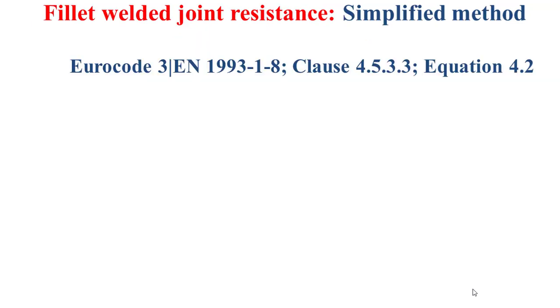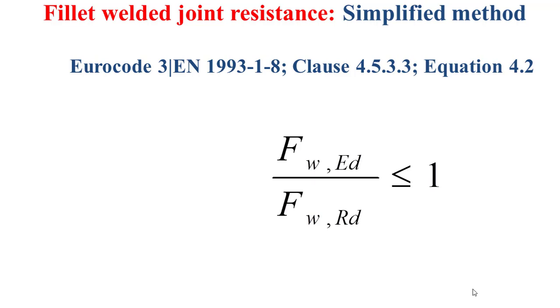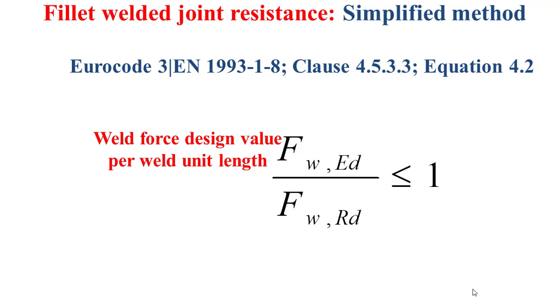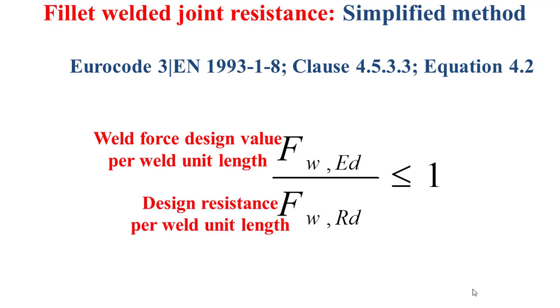Well, based on the European Standard 1993-1-8, the simplified method associated to the fillet welded joint resistance is expressed as Fw,Ed, which is the weld force design value per weld unit length, divided by Fw,Rd, which is the design resistance per weld unit length, is lower than 1. This simply means that the applied force on the weld per unit length should not exceed the design resistance of the weld per unit length. Of course, unit length of the weld.